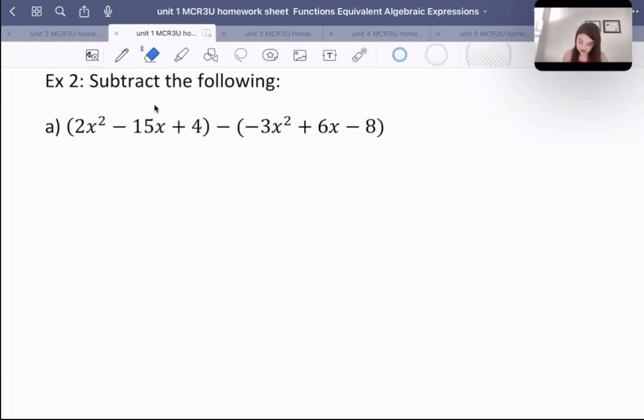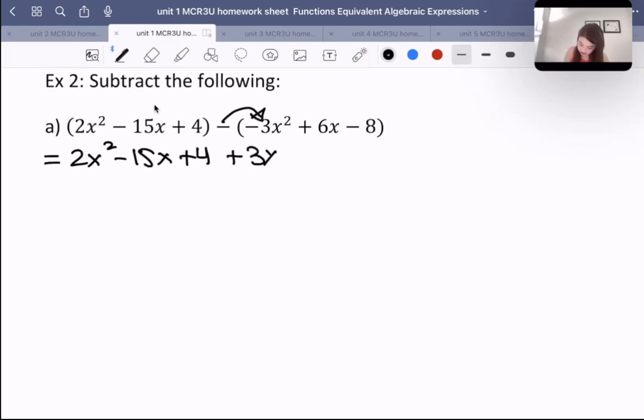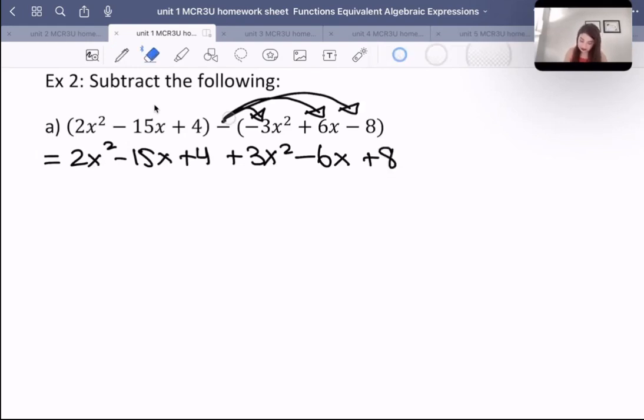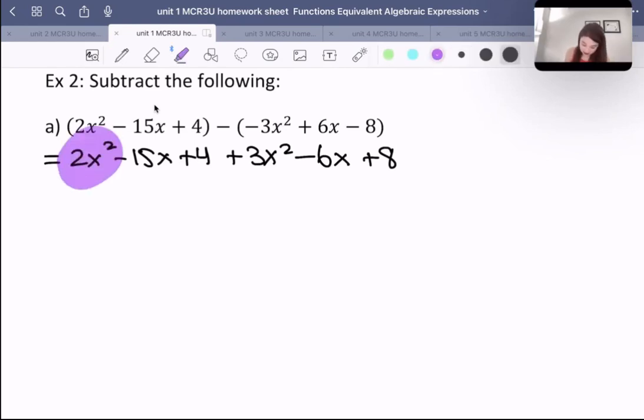So my first step here is going to be to simplify this a little bit further and to say 2x squared minus 15x plus 4, and then we have minus -3x squared, which is plus 3x squared. Then we have minus positive 6x, which is minus 6x, and then we have minus -8, which is plus 8. So making sure we get the distributions correct is important. And now from here, we can just do the same thing as before, which is find the pairs of like terms and add or subtract them.